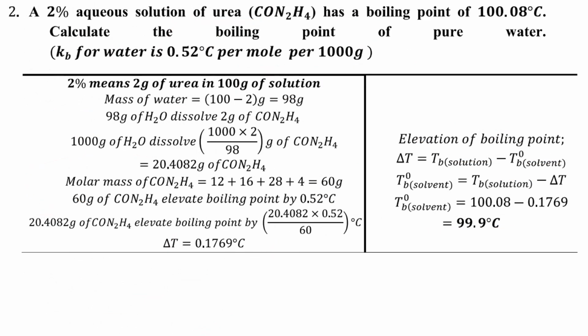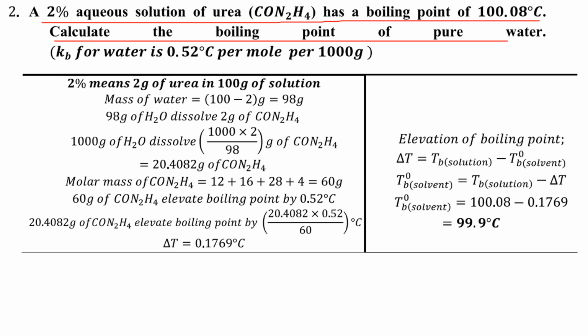Here we are repeating the same concept that I explained earlier. We have been told the 2% aqueous solution of urea has a boiling point of this. Now you have been prompted to calculate the boiling point of pure water if its Ebullioscopy constant is given as 0.52 degrees Celsius per mole per kilogram. Now still, I've interpreted this for you. This means that we are having 2 grams of a solid that is present in 100 grams of a solution. That's always what 2% means. 2 grams of a solid are being dissolved in 100 grams of a solution.